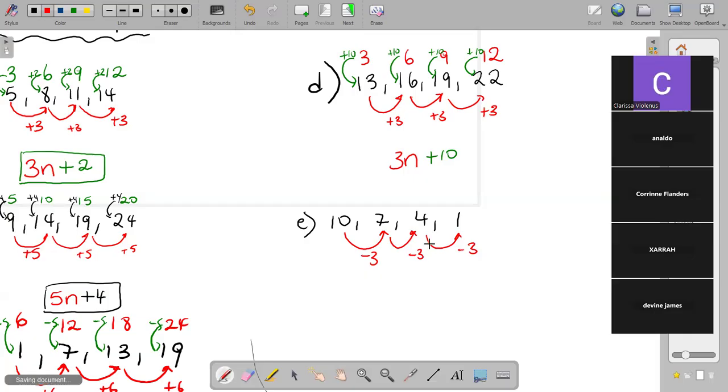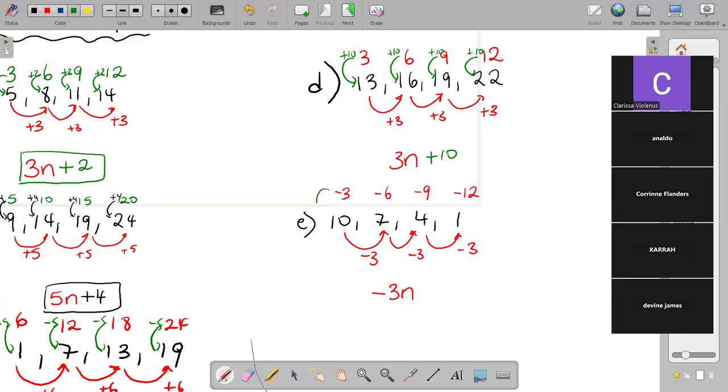So that means, what is the base of our formula? Instead of it being positive, it's going to be negative. So that means we're going to end up with negative 3n. So we need to find the multiples of negative 3. What would those numbers be? Negative 3, negative 6, negative 9, negative 12. Now, this is where students just get trouble.